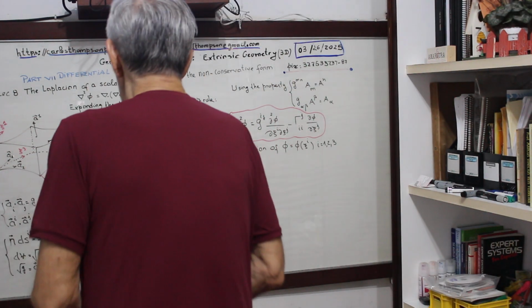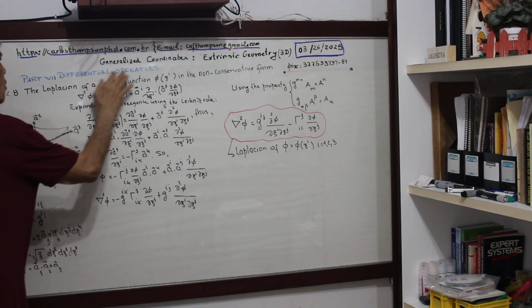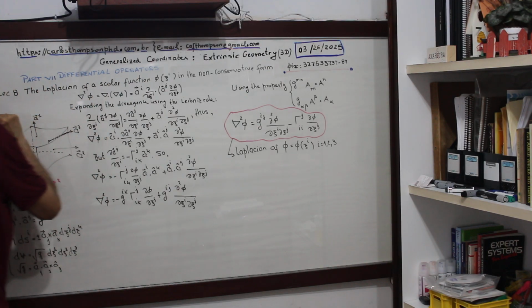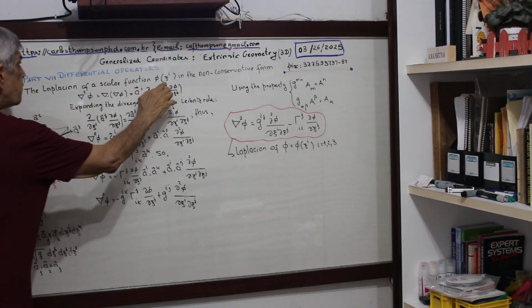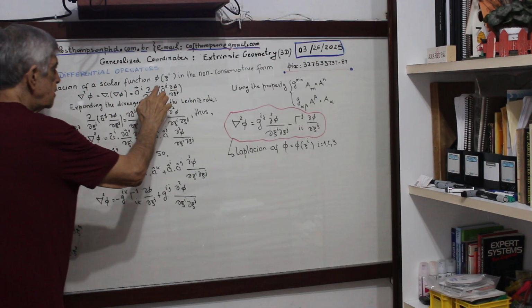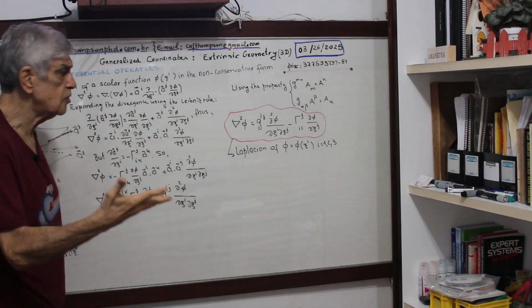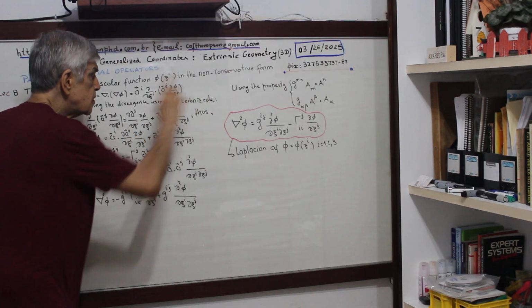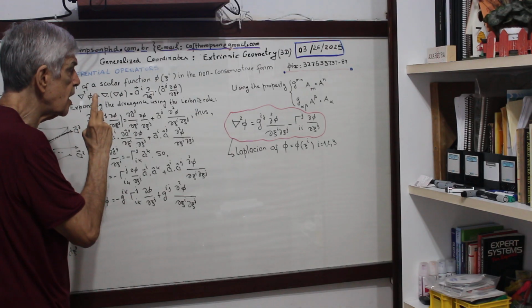Okay? Now, part 7, differential operator. Lecture 8, the Laplacian of a scalar function. This is phi, a function of x1, x2, and x3, in the non-conservative form. Now, attention now, okay, what I said.